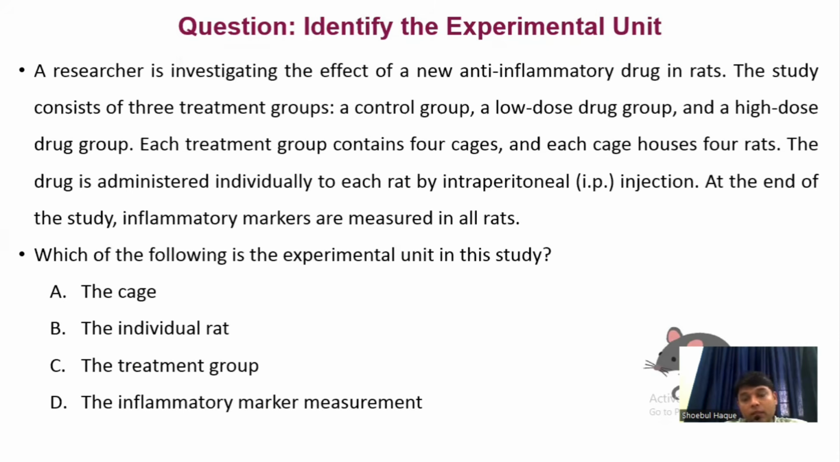Let's take some MCQ examples so we can better understand finding the experimental unit. Question one: a researcher is investigating the effect of a new anti-inflammatory drug in rats. The study consists of three treatment groups, a control group, a low dose drug group, and a high dose drug group. Each treatment group contains four cages, and each cage houses four rats. The drug is administered individually to each rat by intraperitoneal injection. At the end of the study, inflammatory markers are measured in all rats. Which of the following is the experimental unit in this study?